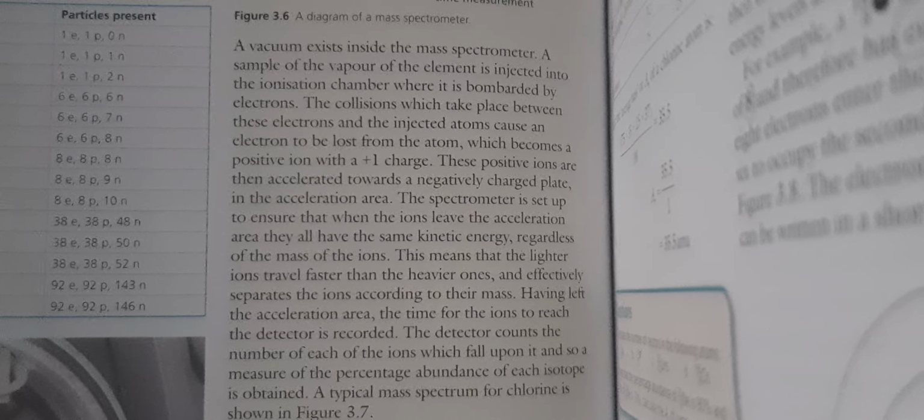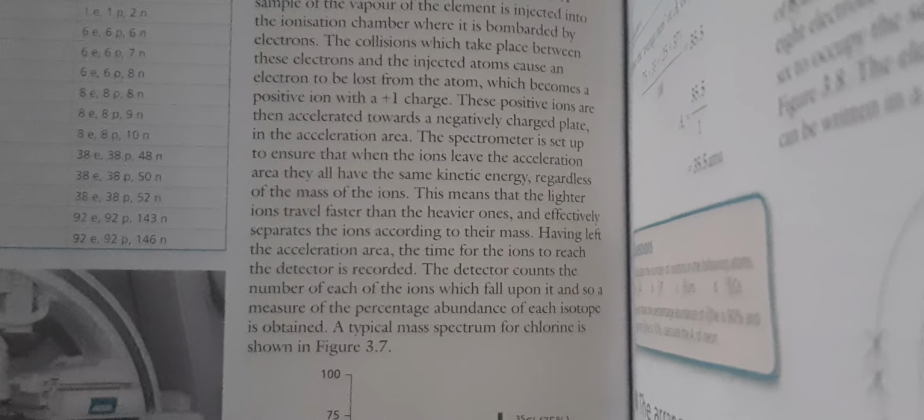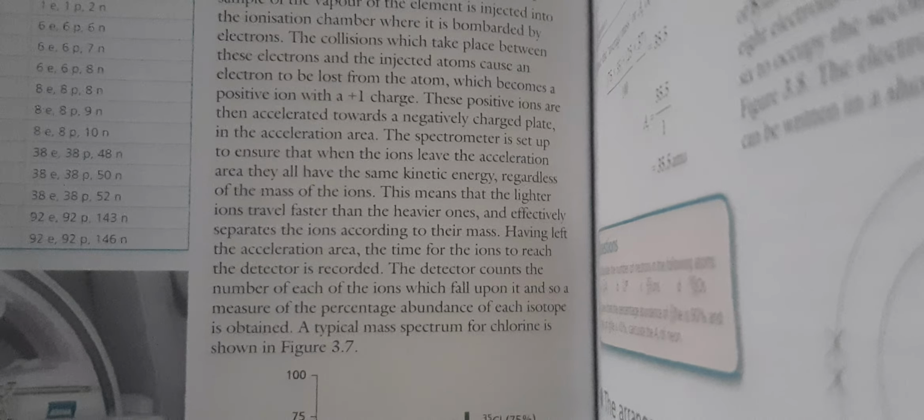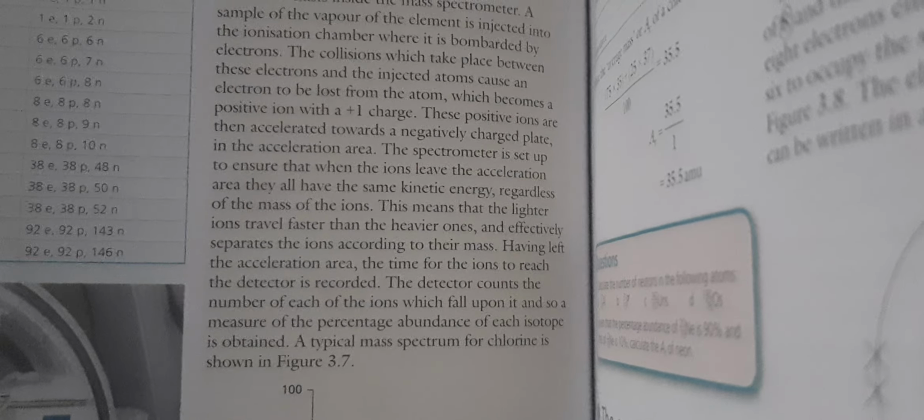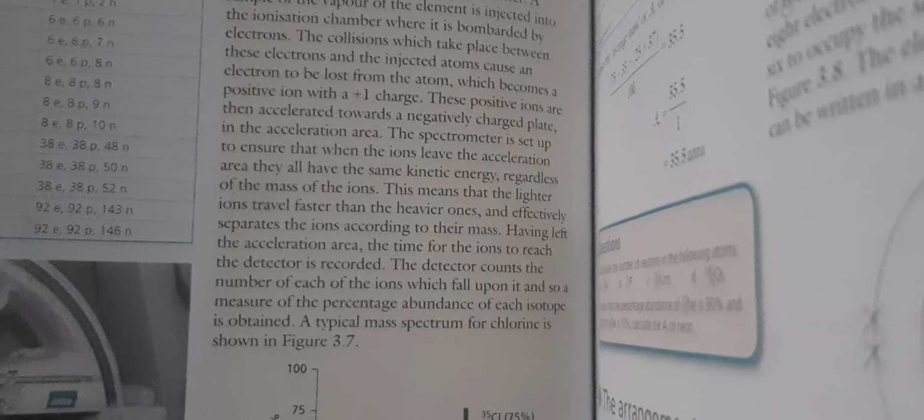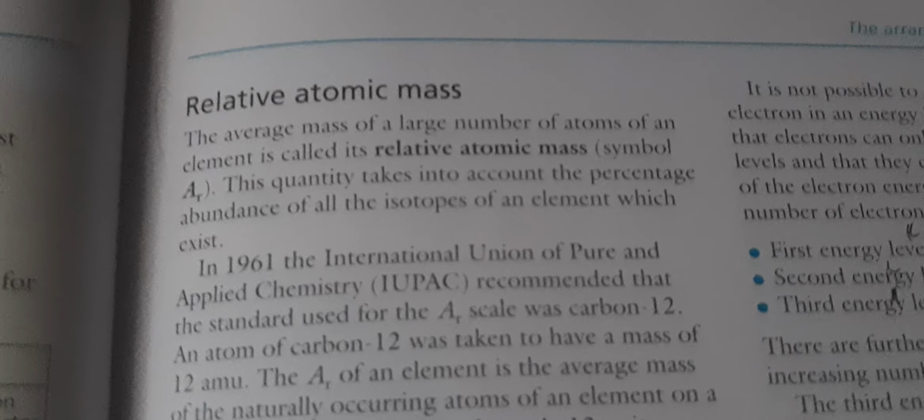Having left the acceleration area, the time for the ions to reach the detector is recorded. The detector counts the number of each of the ions which fall upon it, and so a measure of the percentage abundance of each isotope is obtained. A typical mass spectrum for chlorine is shown in figure 3.7; you can see it here and discuss it in detail yourself. Afterwards, we have the relative atomic mass.